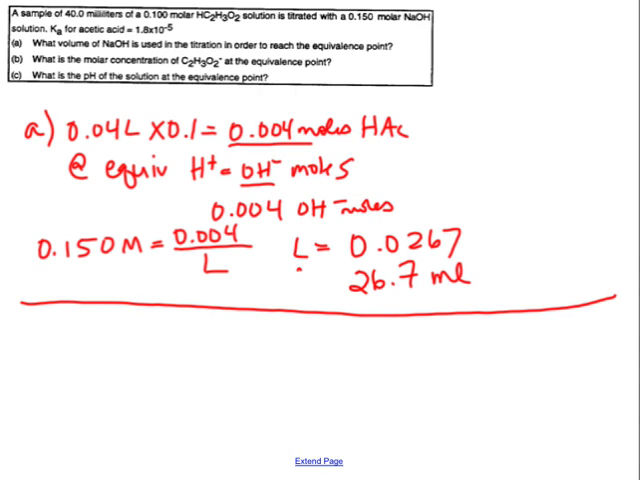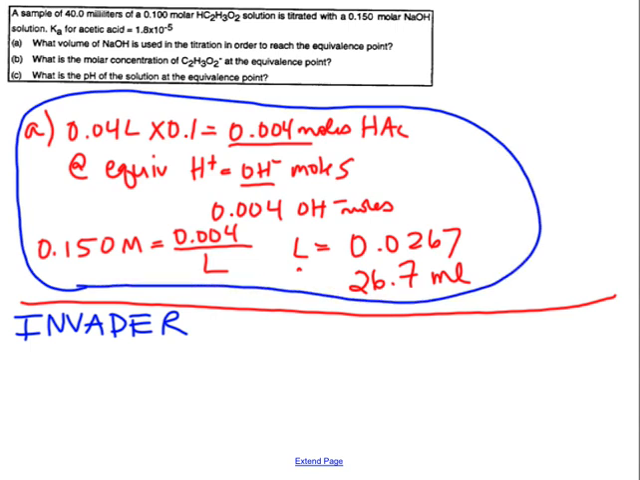Well, we'll see, because this is going to build. So the next question says, what is the molar concentration of this C2H3O2 at the equivalence point? So what we're going to have to do here is, remember, this is a titration. So we're adding something strong to something weak. We're adding something strong from the burette into the weak acid beaker. So these are all considered invader problems. At the equivalence point, this is how much base we used, right? We used up all that acid and how much base we used to get to the equivalence point.